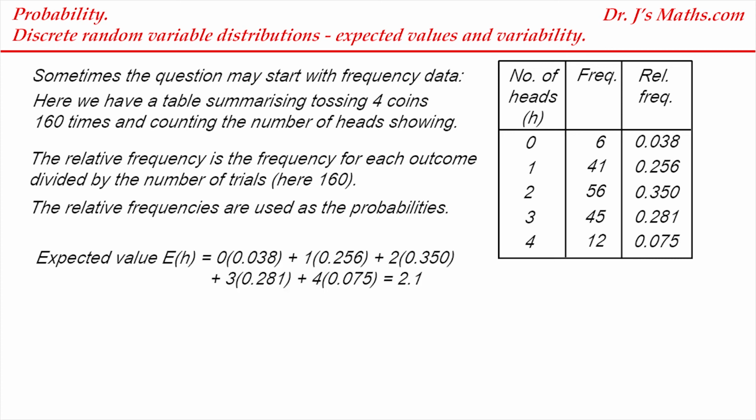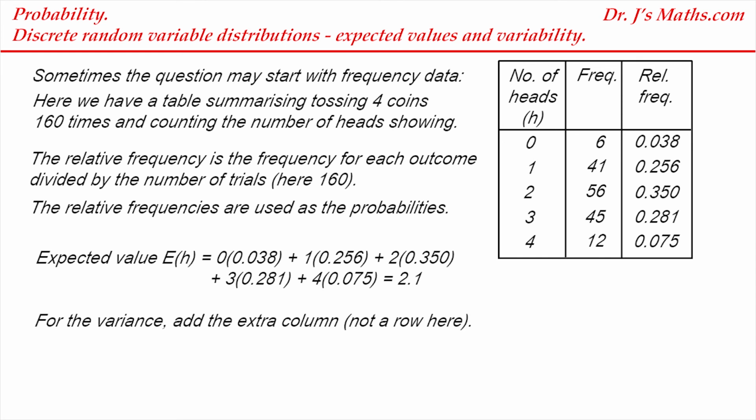The expected value, E(H), or the number of heads, is going to be 0 in the first column times our relative frequencies, 0.038, plus 1 times 0.256, and so on and so forth, up to 4 times 0.075. Add all those together, our expected number of heads is now 2.1.